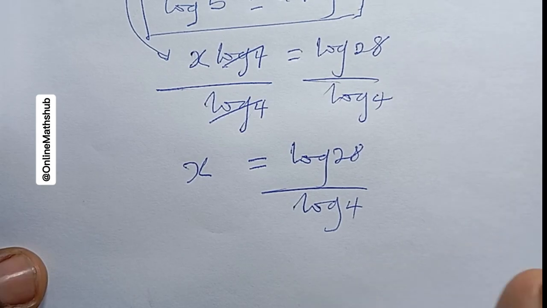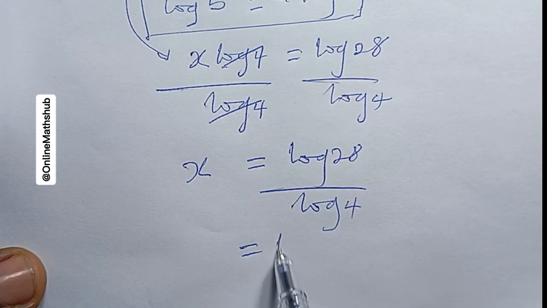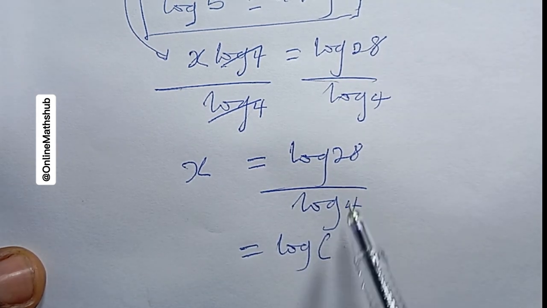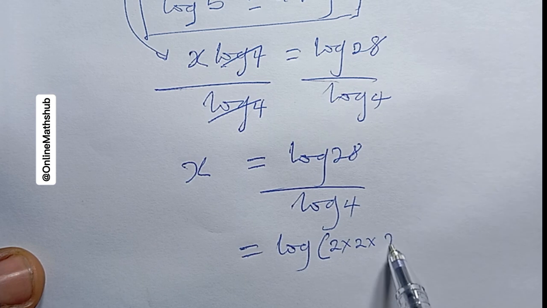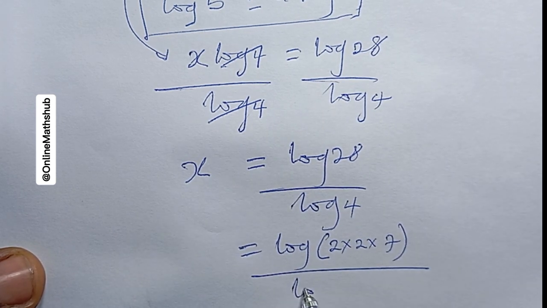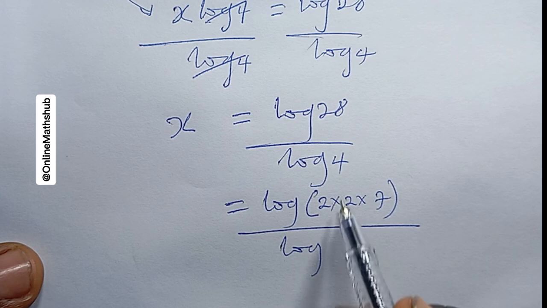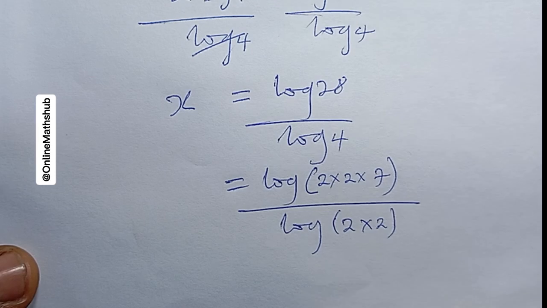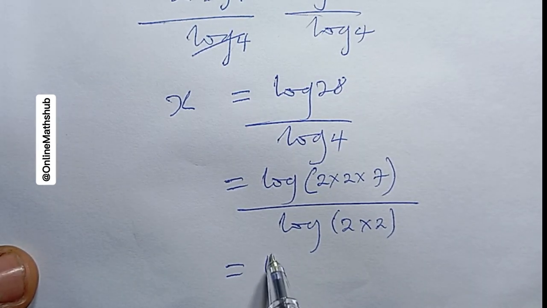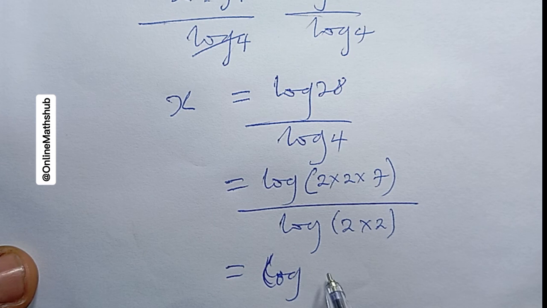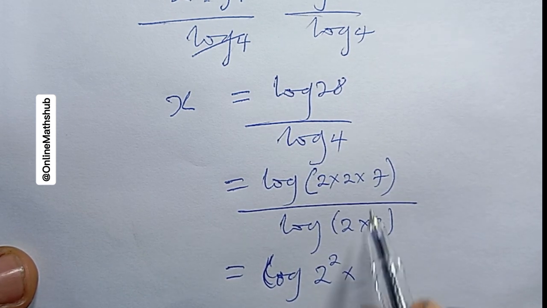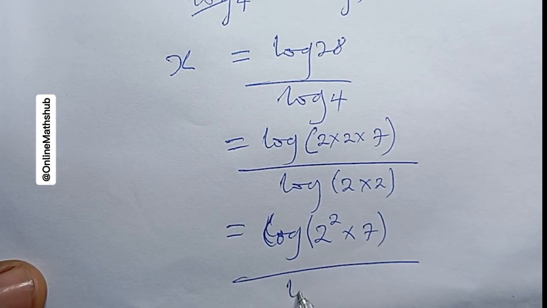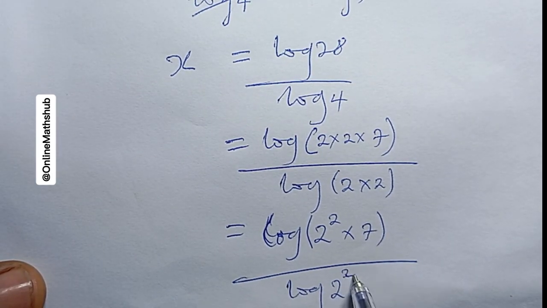Okay, so proceeding from here, we can also continue to simplify this. We can actually write this 28 as the product of its prime factors. So we can write 28 as 2 times 2 times 7. Okay, and also we do the same for 4. So we can write 4 as 2 times 2. So this is now log of 2 power 2 multiplied by 7, divided by log 2 power 2.